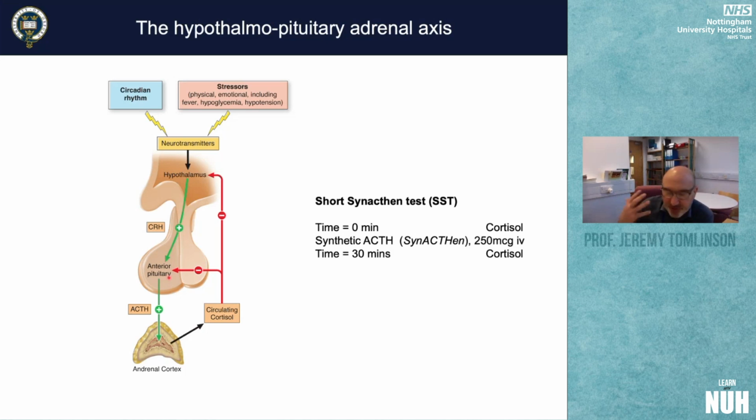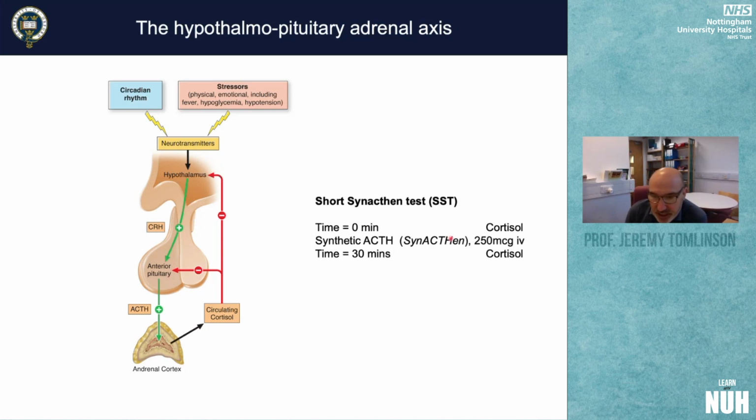And the key test that we often use, again, you'll probably be familiar with this, is the short Synacthen test. The reason for putting it here is because a lot of the data I'm going to present uses the short Synacthen test, which is not a perfect test, but it's the test that we currently use most commonly to assess whether there is integrity of the hypothalamo pituitary adrenal axis. And how do we implement that?